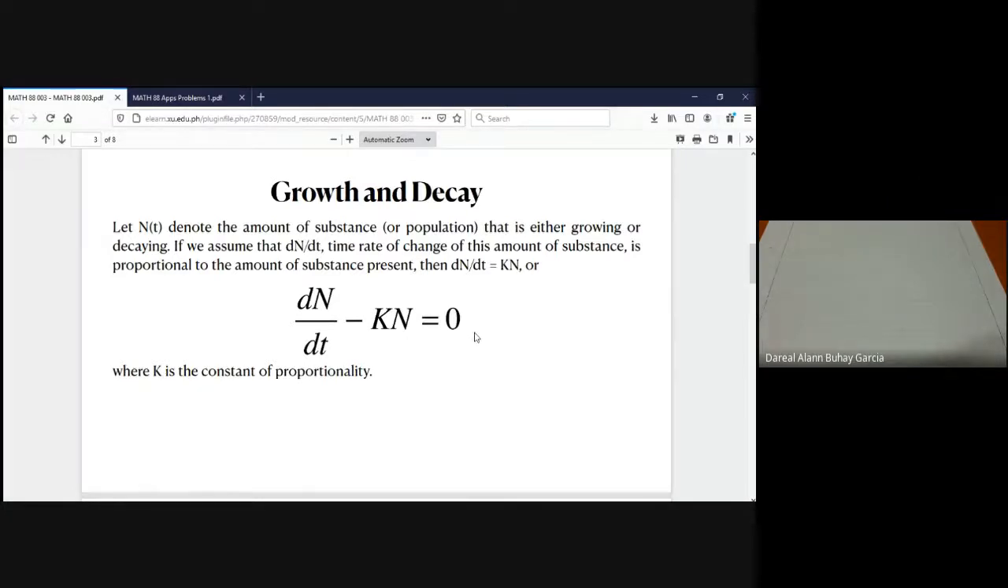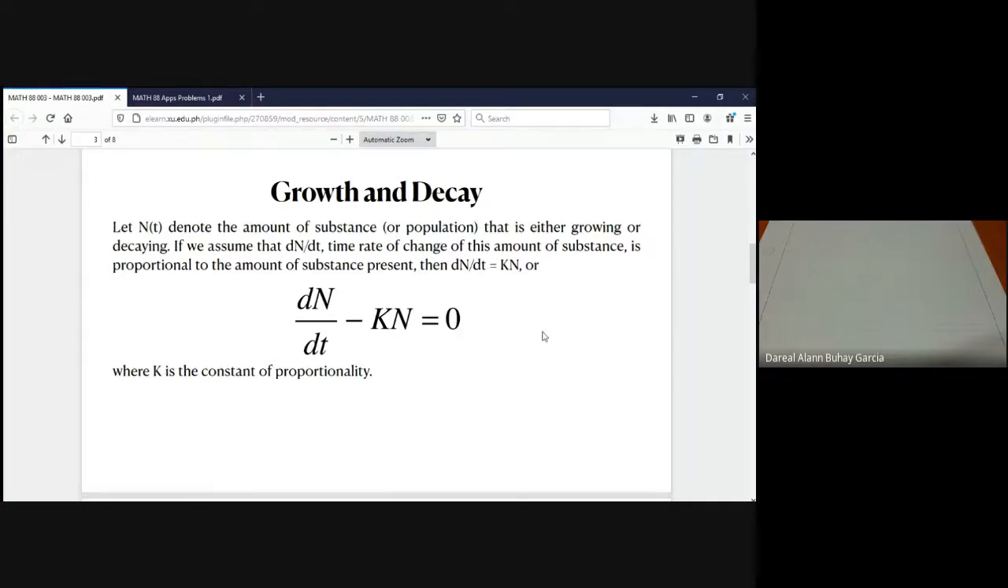So we can solve it if it is a linear model, or differential equation. We can use the linear process to solve this one. But if you look closely, if we transpose it to the other side, it would be dN over dt is equal to kN, divide all sides by N, and integrate. That is also variable separable, right?